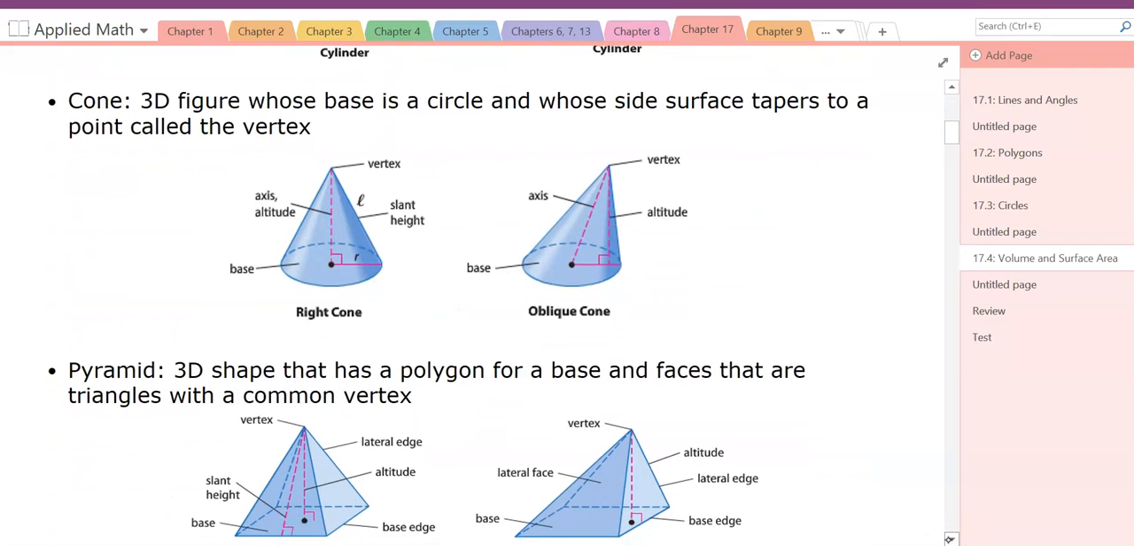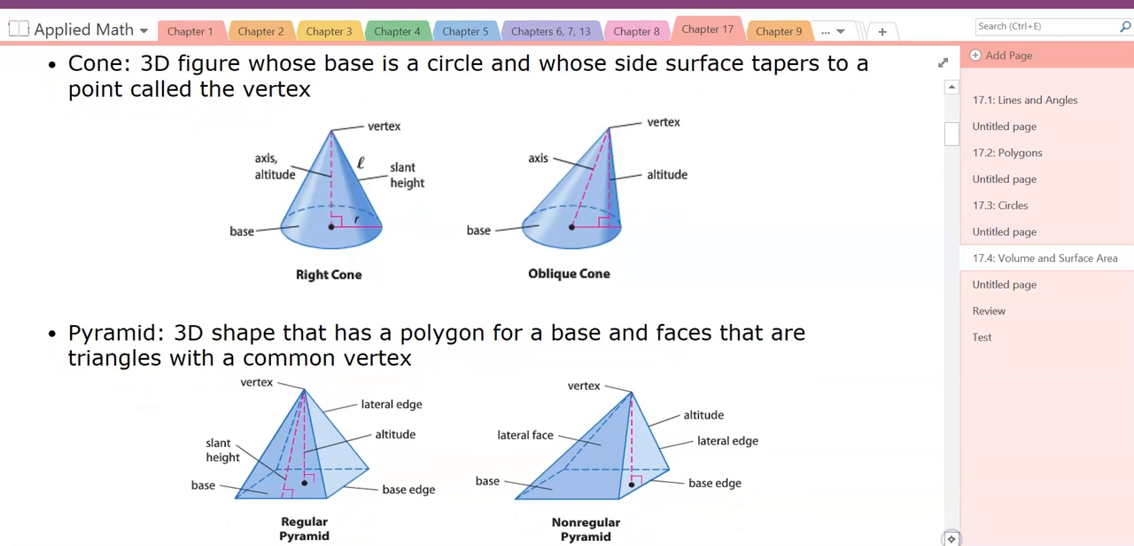A cone has a base of a circle, and it still has a curved side, but it comes to a point, which is called your vertex. So instead of having two circles, it only has one. And so the lateral face of it is going to come to a point at the very top or at the bottom. And pyramids do the same thing. Pyramids are a little bit more like prisms, though, because they actually have faces. On a pyramid, all the faces are triangles instead of rectangles.